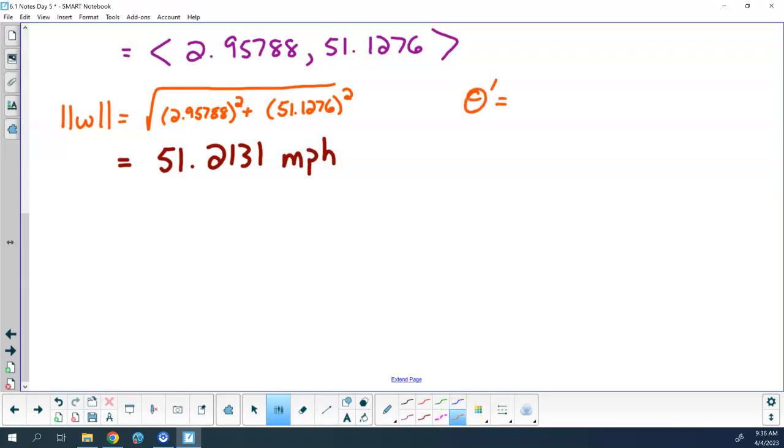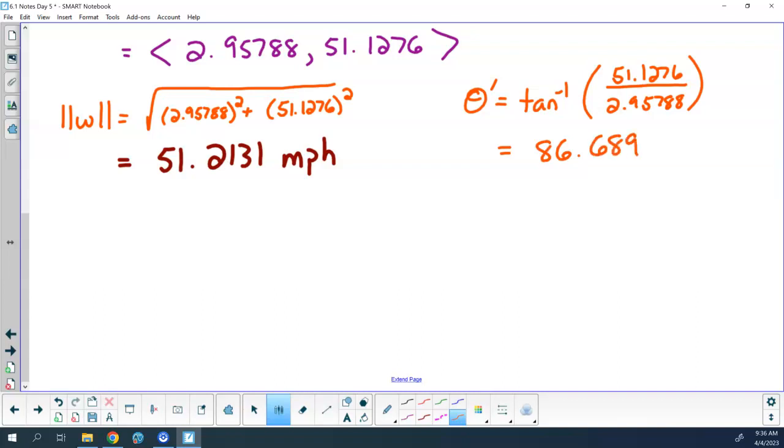What did you say we need to do to find the direction? Inverse tangent of? Y over X. 1.1276 over 2.9578. And that gives me an angle of, I get 86.689 degrees. But what?